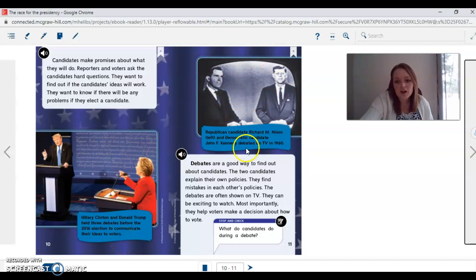And then in this picture right here, we have Republican candidate Richard M. Nixon on the left right here, and Democratic candidate John F. Kennedy is right here, debated on TV in 1960. Debates are a good way to find out about candidates.